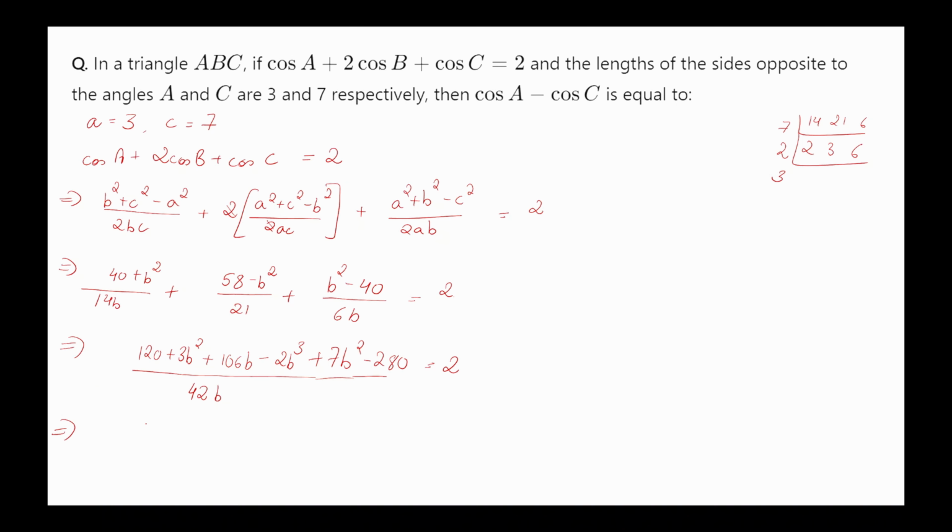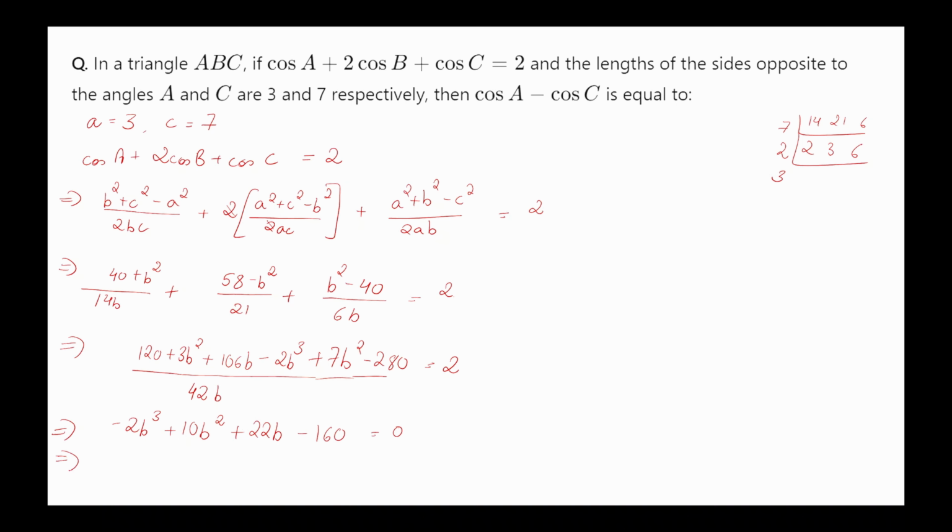Now if I cross multiply, I would be left with minus 2B cube. What are the B square coefficients? 3 and 7. So I would have a plus 10B square. Coefficients of B, I have 106 here, and then I would have plus 106 minus 84. So I would have 6 plus 6, 12. 12 and 10 would give me 22. So here I would have plus 22B, and I would have minus 160 is equals to 0.